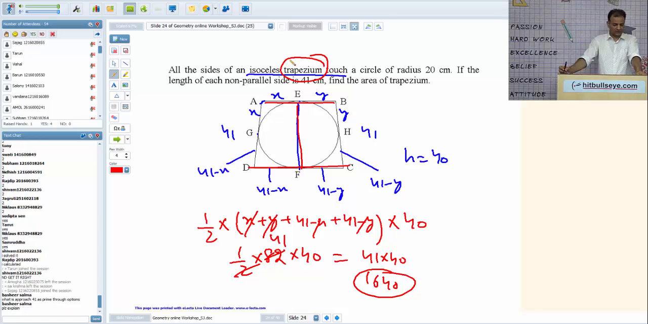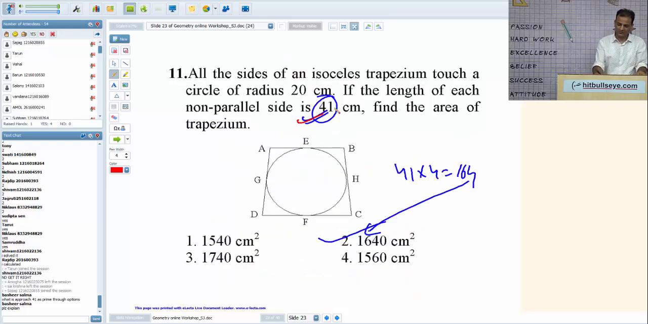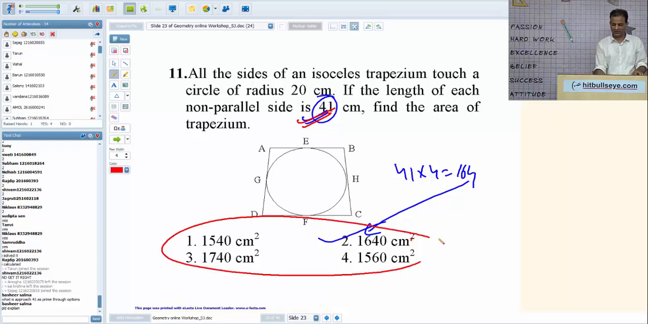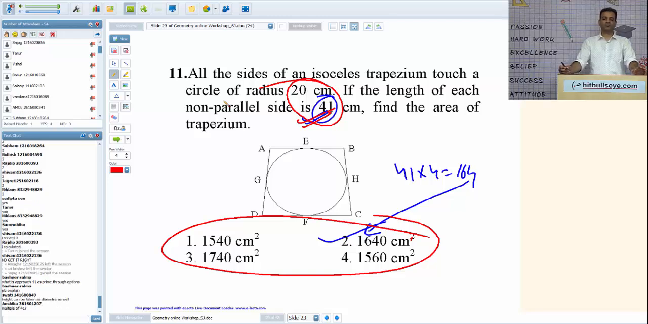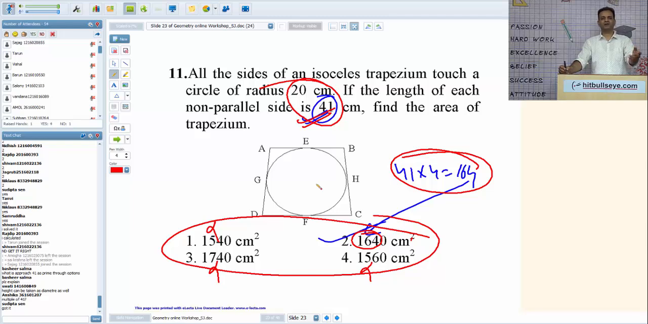Basic theorems. Bashir, choices are given, and you can see the answer is a whole number, not a decimal. So how can you get a whole number from these two values? What important role can play here? 41 will play an important role. What is 41? Prime number 41, and you can see the multiples of 41: 154 not, 174 not, 156 not, only 164, 41 into 4. So you can take a chance if you're not getting it by the exam method. It can be 90% chances that you get the right answer if only one multiple is there.